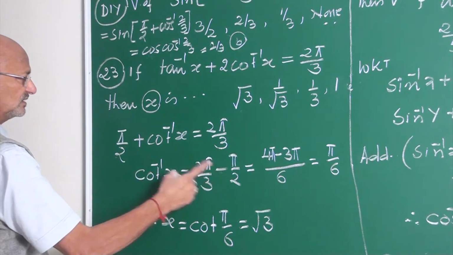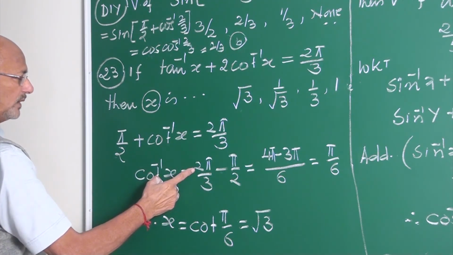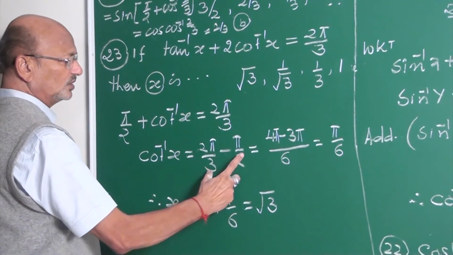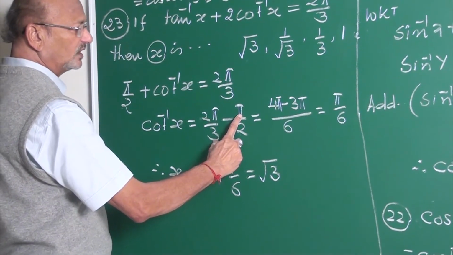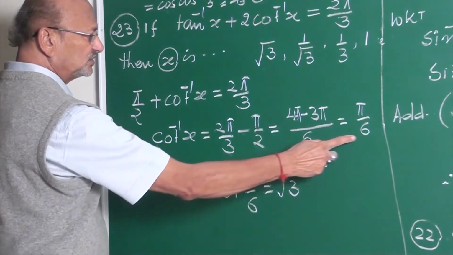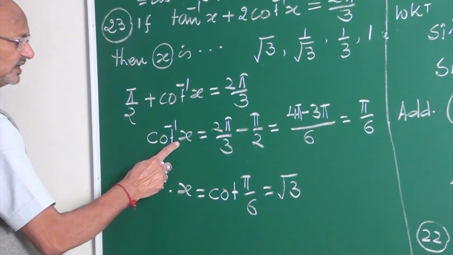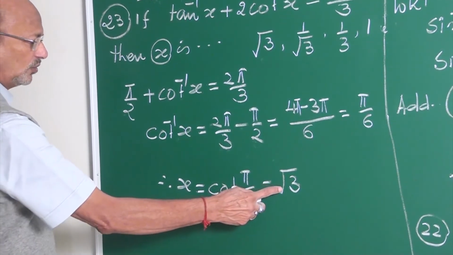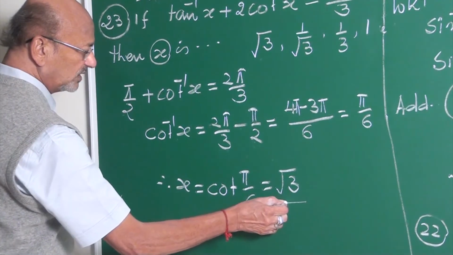Shift this side: cot inverse x is 2 pi by 3 minus pi by 2. LCM 6, cross 4, 4 minus 3, 1, it is pi by 6. Therefore, x is cot 30, or cot pi by 6. Cot 30 is what? Root 3, my friends.